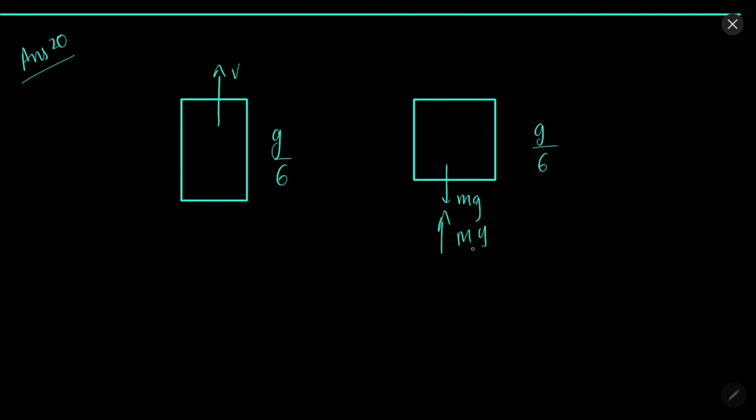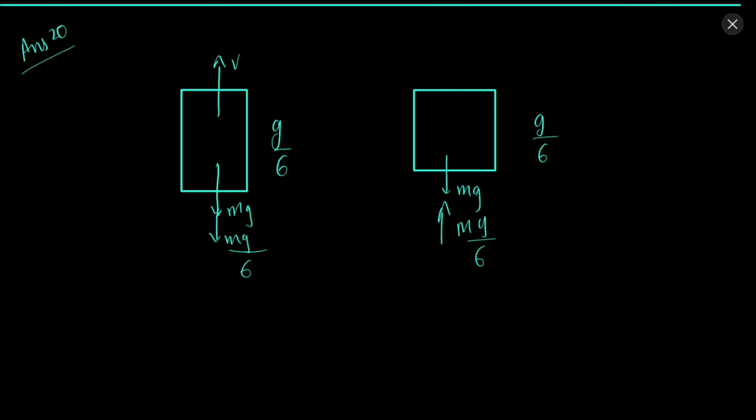So the free body diagram will look something like this. V is up, g over 6, g over 6, mg over 6, mg and mg over 6. So this is what we have now, and also V.